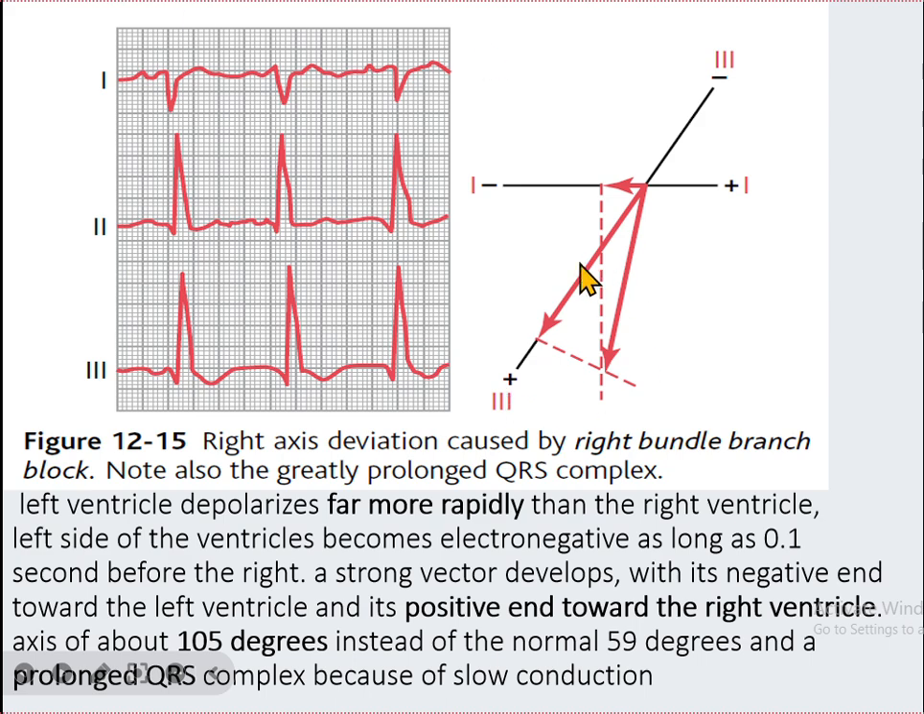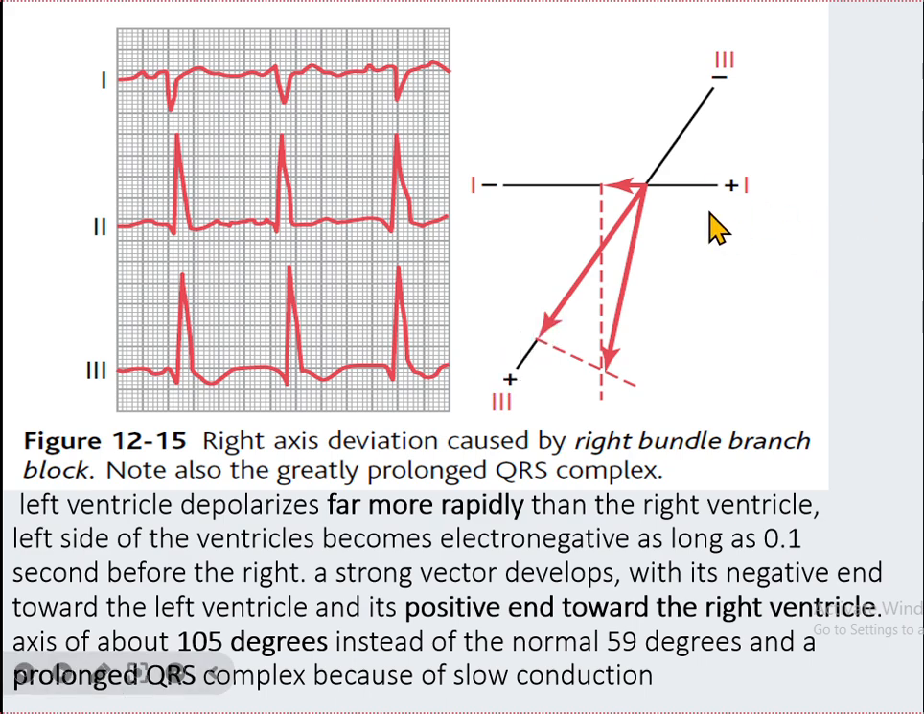A right axis deviation favors lead 3 most. While lead 3 is moving in this direction, the axis which we are expecting this side at 59 degrees has now deviated. It is now towards the right. This is the mean vector. It has now deviated towards lead 3, meaning lead 3 will give you high peaked QRS complexes, because now most of the current is flowing towards its positive terminal.